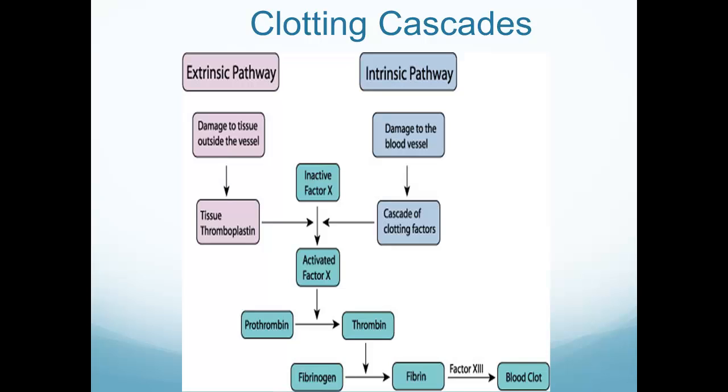The extrinsic pathway is going to activate tissue thromboplastin, which is going to activate our clotting cascade, whereas the intrinsic pathway is going to activate a cascade of clotting factors. The clotting cascade is actually very complicated. There are a couple of things you do need to get out of it. One is the fact that there are many different steps involved in the process. And calcium is important in this process in order for clotting to occur.